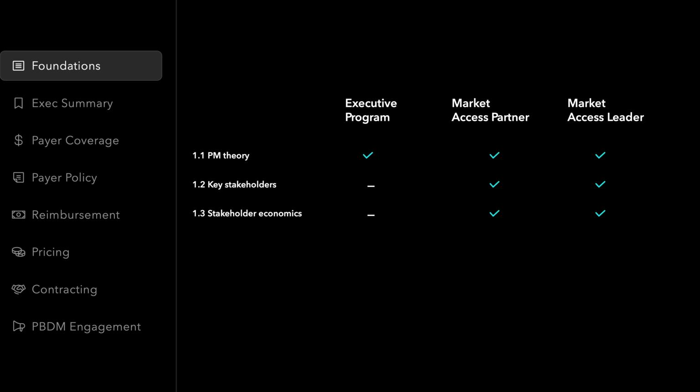For example, population management theory really sets the stage for how stakeholders begin to look at managing a population. Key stakeholders focuses in on the relationships between the individual stakeholders in the market, including health plans, PBMs, patients, wholesalers, etc. Stakeholder economics is the first look into the financial relationships between these stakeholders.